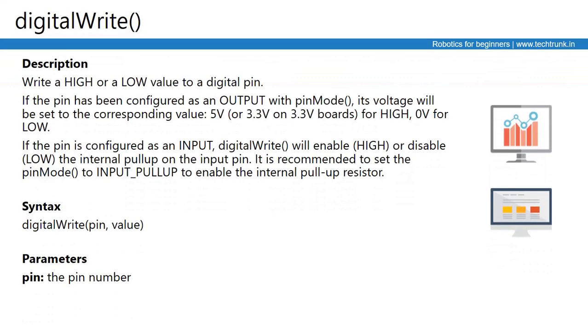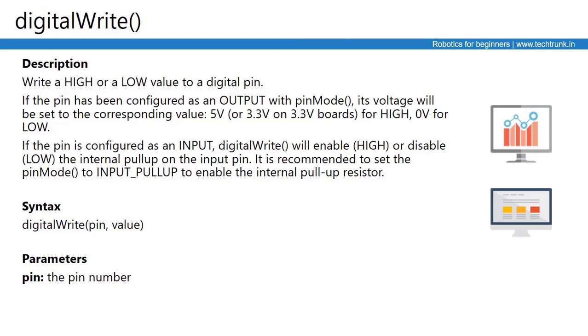Next syntax is digital write. In case we wish to work with digital output devices, the syntax we'll be using is digital write. Digital write writes a high or low value to the digital pin. If the pin has been configured as an output with pin mode, its voltage will be set to the corresponding value: 5 volt if we write high and 0 volt if we write low.